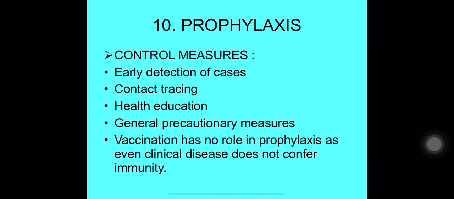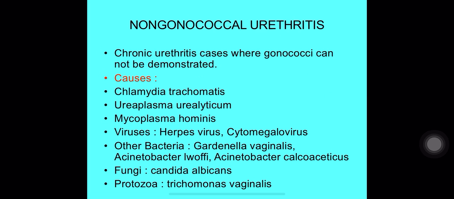For prophylaxis, early detection of cases, contact tracing, health education, and general precautionary measures are used. There is no role of vaccination in this case. There is a term known as non-gonococcal urethritis, which is chronic urethritis where gonococci cannot be demonstrated. Various organisms besides gonococci can cause urethritis, and all these are together classified as non-gonococcal urethritis.